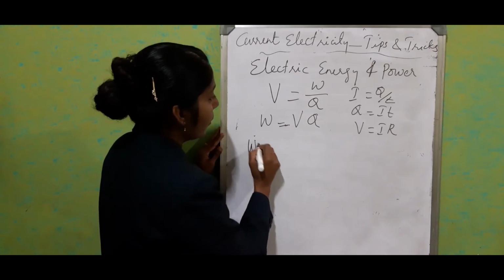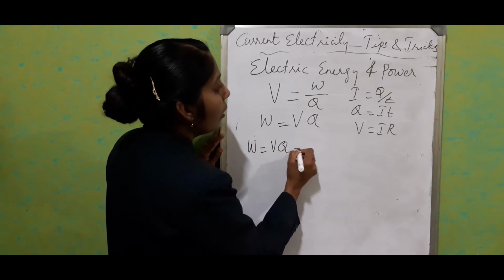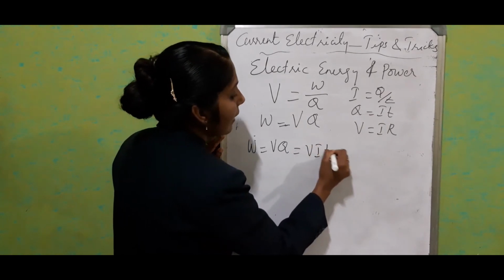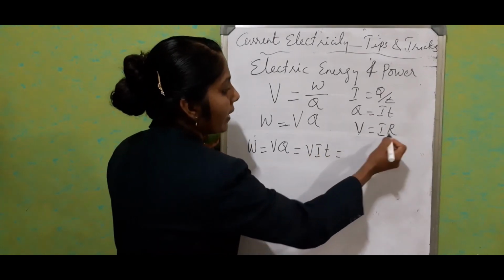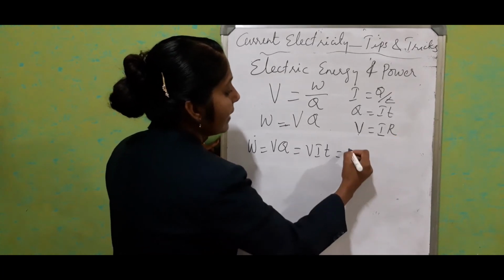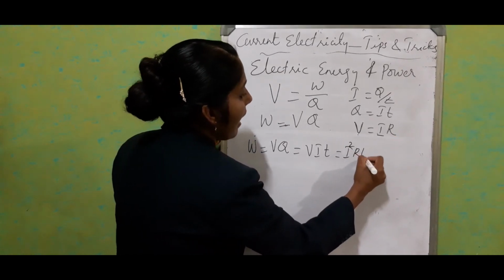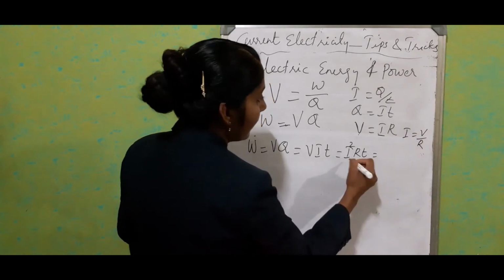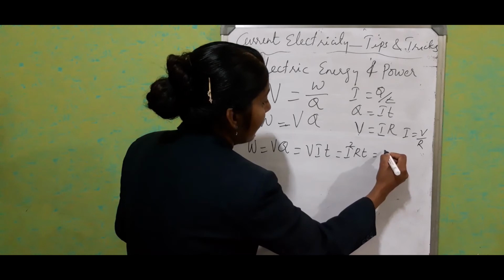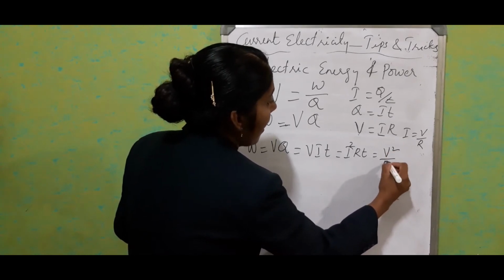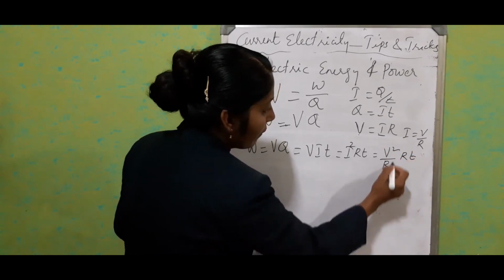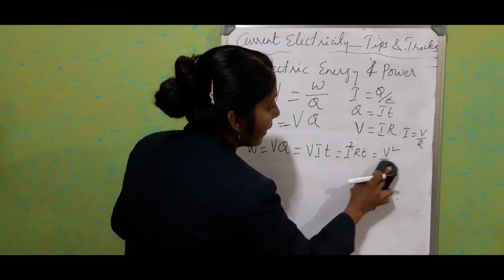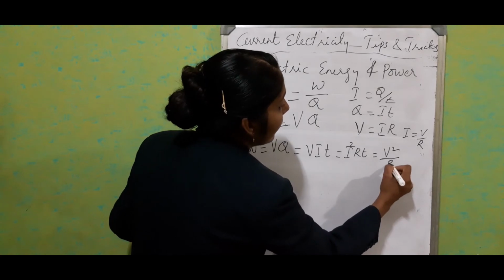So first one, W is equal to VQ, and if we substitute Q, we will get it as VIT. If we substitute V as IR, we will get it as I square RT. Same way, if you substitute I is equal to V by R here, we will get V square by R square into RT, or finally we can cancel, and we will get V square T by R.